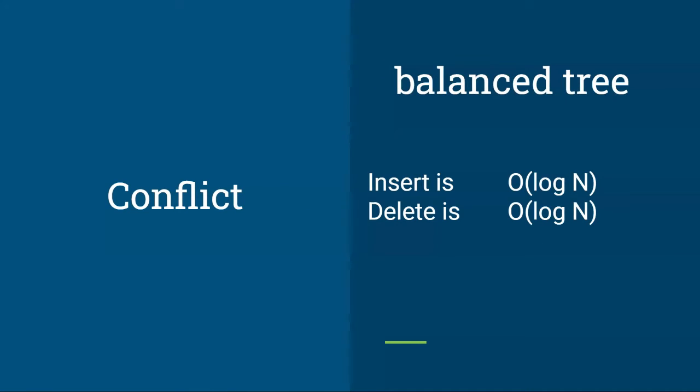Okay, let's say you go for a balanced binary tree or something like that. It's even worse here, because insertion, deletion, and randomly accessing some element will all take log n time. It's really bad.